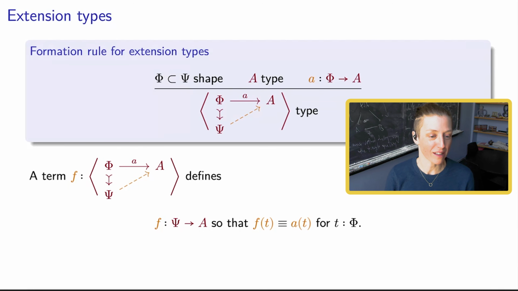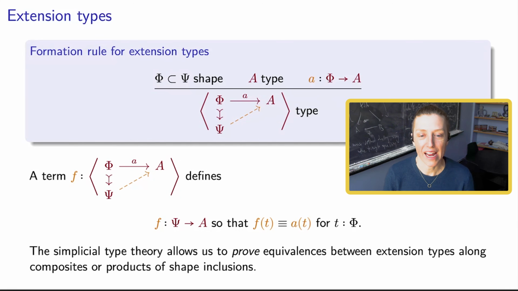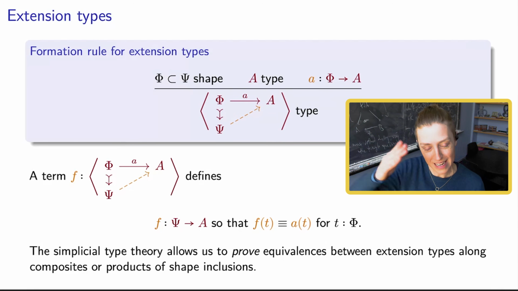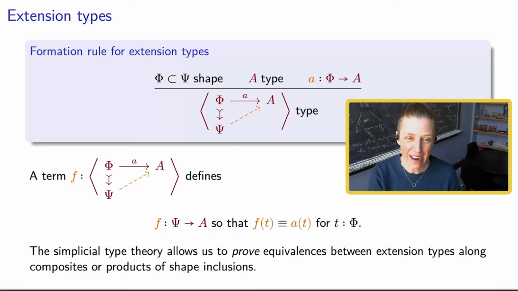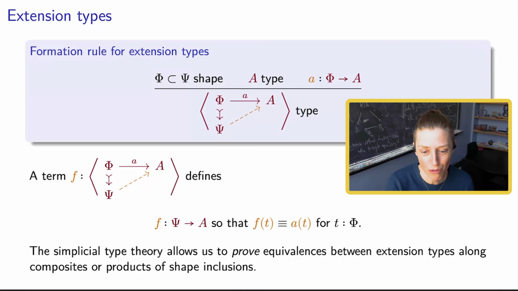This f is defined on the larger shape psi, but if I restrict to the smaller shape phi, then f is equal to the original function a. So it's an extension of the function a to the larger shape. And there's a whole bunch of things you want to know about these extension types. Like, for instance, if I extend from one shape to another shape and then extend further to another shape, it turns out that's equivalent to extending straight from the smaller shape to the larger shape. And all of these things are actually theorems that you can prove in this system. So we don't have to introduce a lot of axioms about these extension types. We can just prove the equivalences that we need.